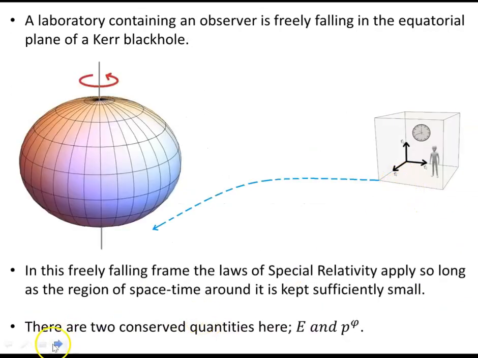And there are two conserved quantities here: the total energy of the laboratory as it moves along its geodesics, only along geodesics, and this component of angular momentum is conserved. That's the angular momentum around the axis of rotation. Only this component of angular momentum is conserved along geodesics. Total angular momentum is not. Now, fortunately for us, we're restricted only to the equatorial plane.